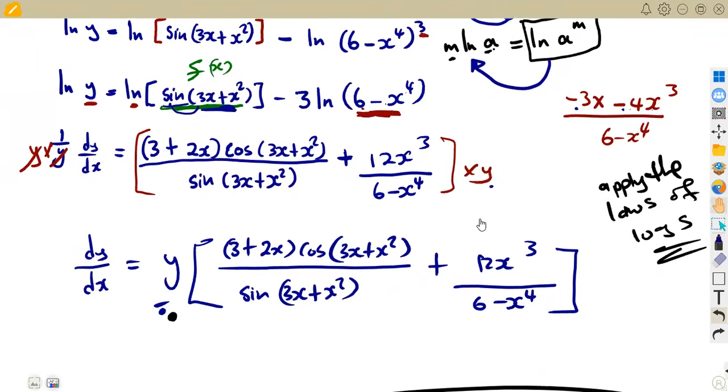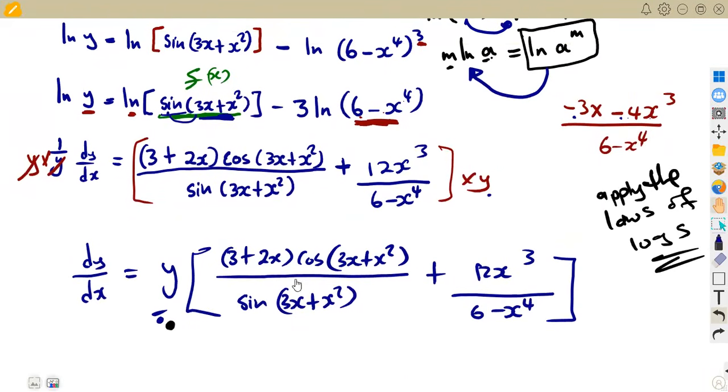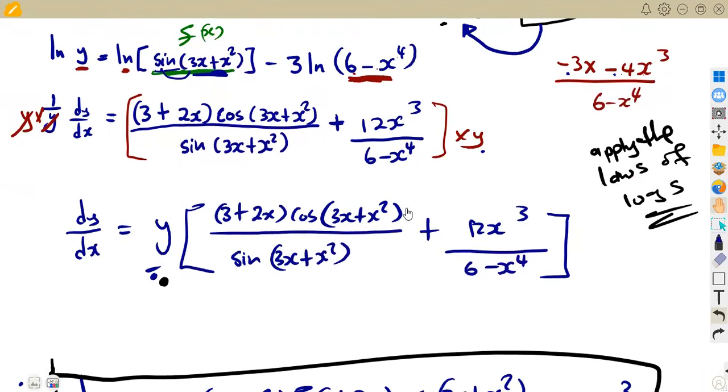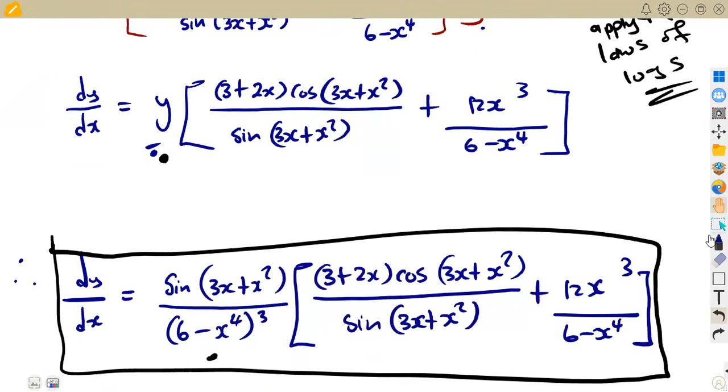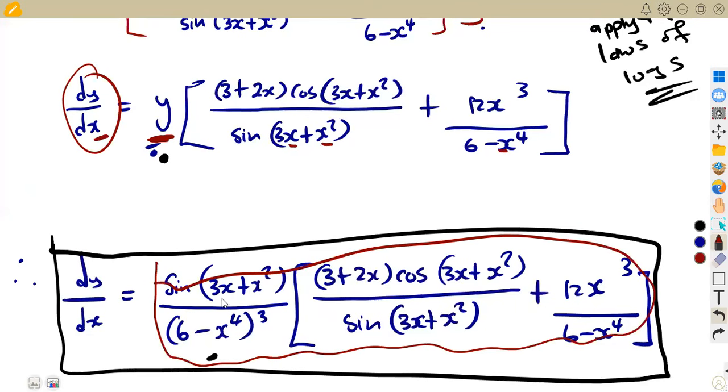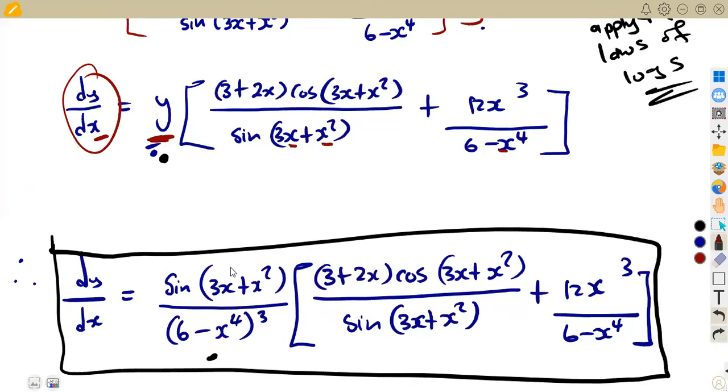Know your laws of logarithms and the basic derivatives. And don't forget to say, after you have simplified everything, substitute the value of y that you were given before. This y here, you're not supposed to leave it, it's a derivative of y with respect to x. So our answer is supposed to consist of x throughout. So that's why we are supposed to see x throughout our equation or our answer.